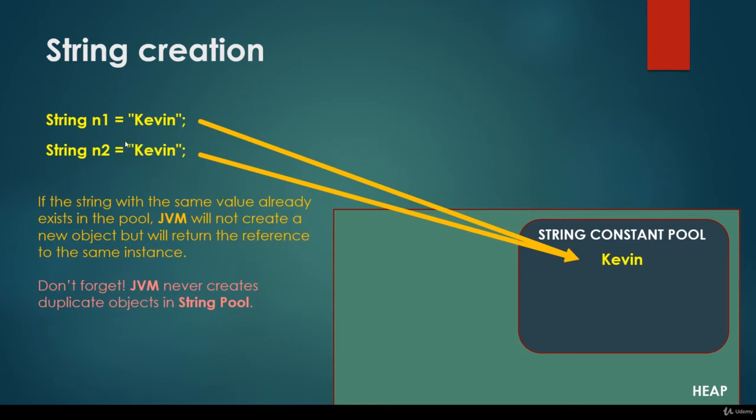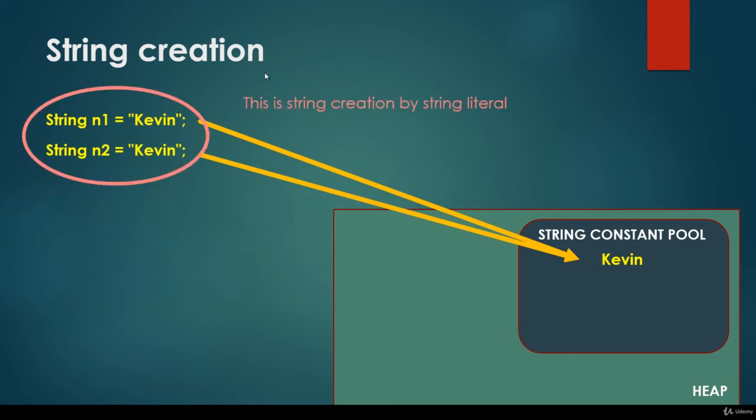What if we create another string variable with the same value? If the string with the same value already exists in the pool, then the Java virtual machine will not create a new object, but will return the reference to the same instance. What's crucial is that the Java virtual machine never creates duplicate objects in the string pool. As you can see, the references are pointing to the same object in the string constant pool. So this is how we create strings by string literal.